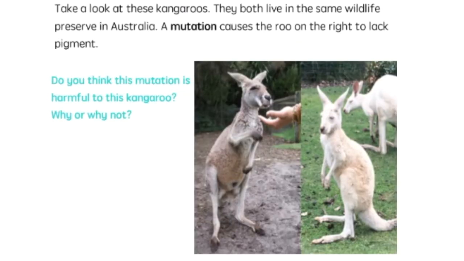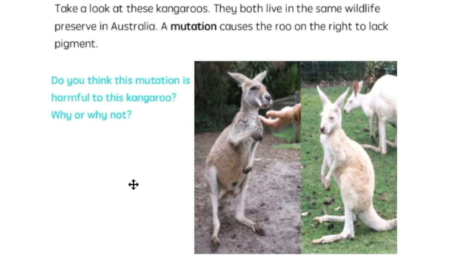Sometimes mutations can be harmful. Sometimes they can be helpful. And sometimes they can be totally neutral. So take a look at these kangaroos. They both live in the same wildlife preserve in Australia. A mutation causes this kangaroo to lack a certain pigment. This is a regular kangaroo. Both of these live within a few feet of each other in this wildlife preserve.